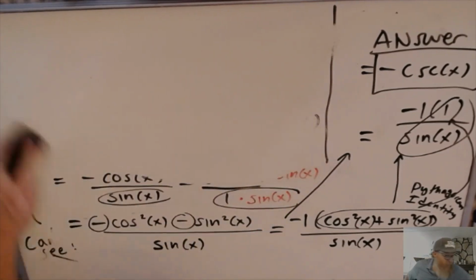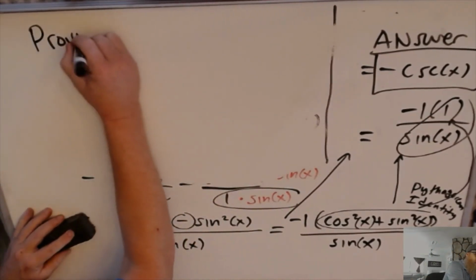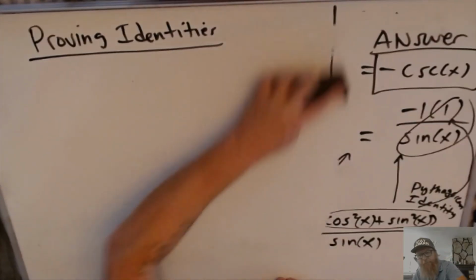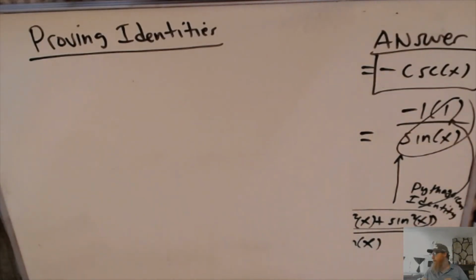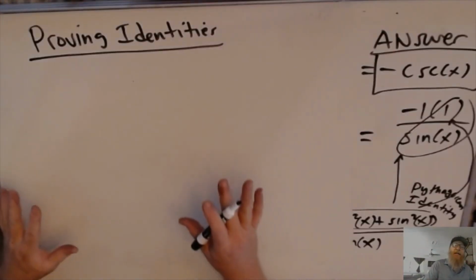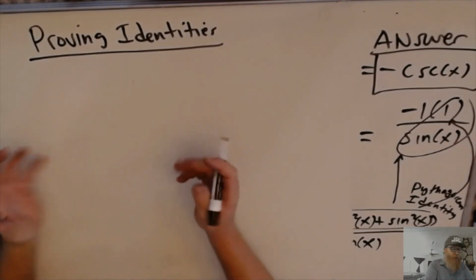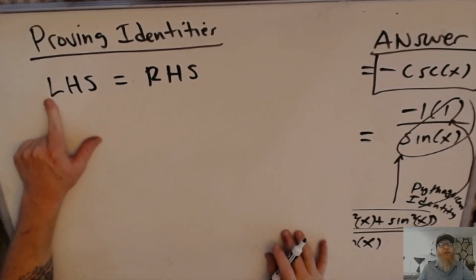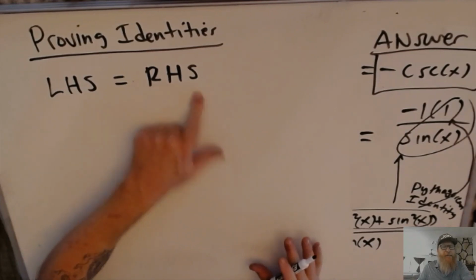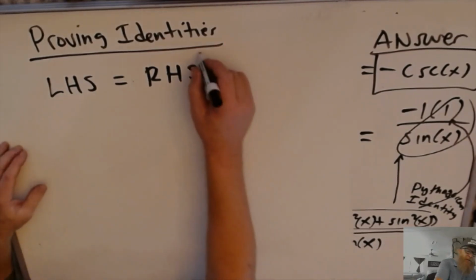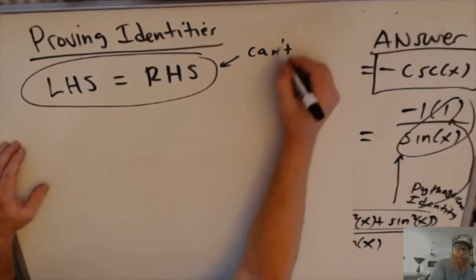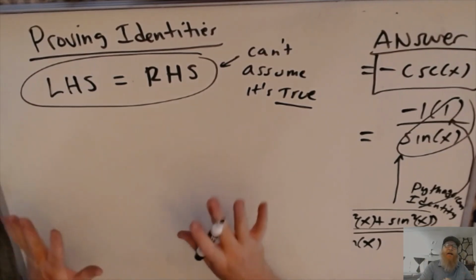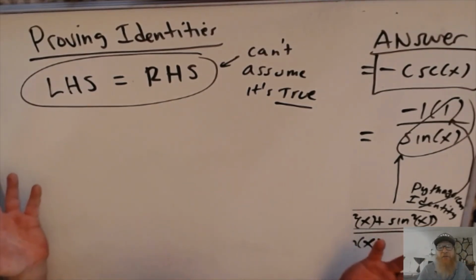Okay, so the last thing we're going to talk about is proving identities. So proving an identity is essentially starting with an equation. The LHS stands for left-hand side, and RHS, obviously, right-hand side. And we cannot assume that this is true. To prove an identity, you cannot prove it by assuming that it's true. That's not the way proving works.